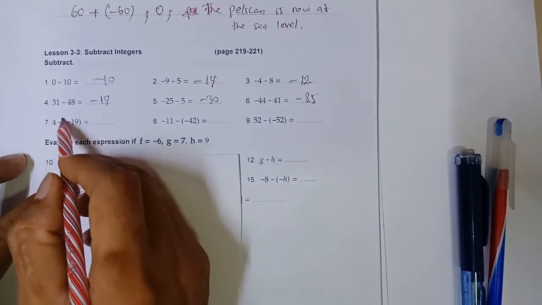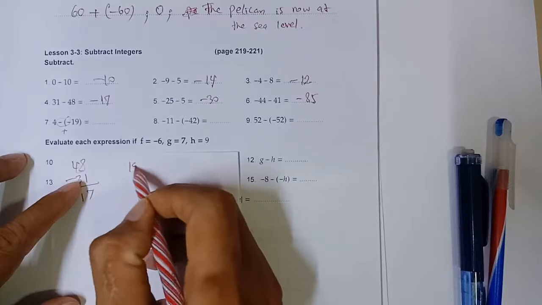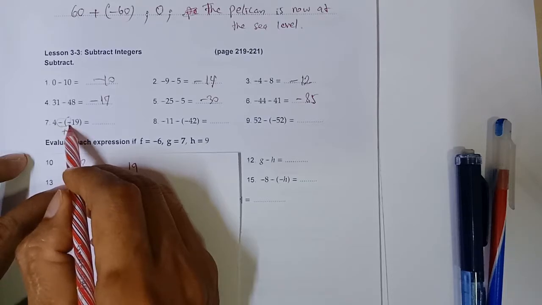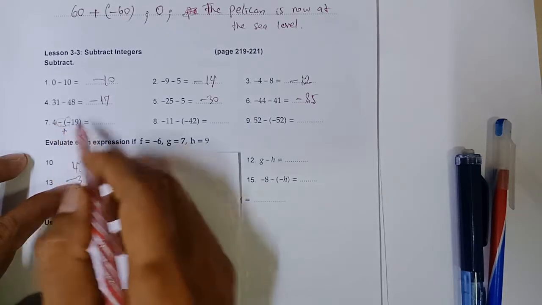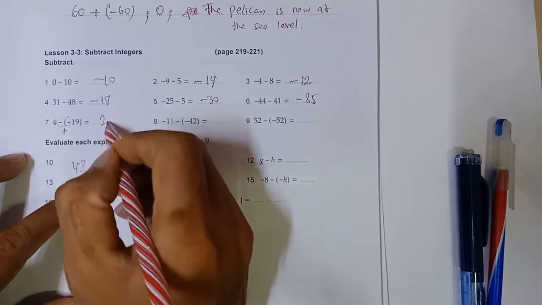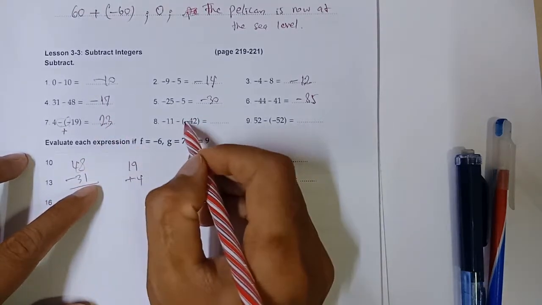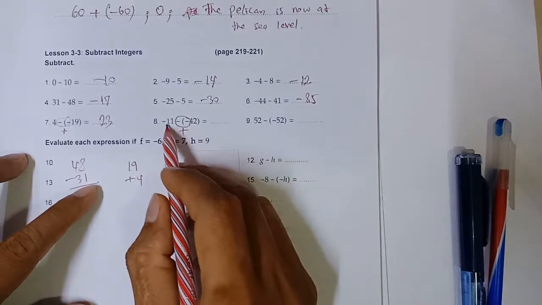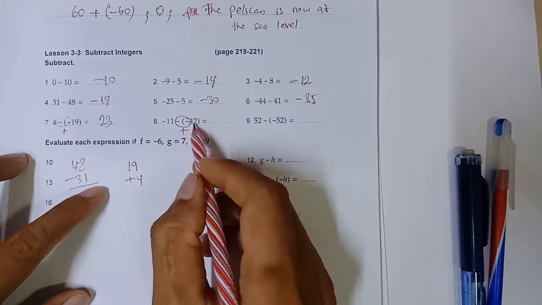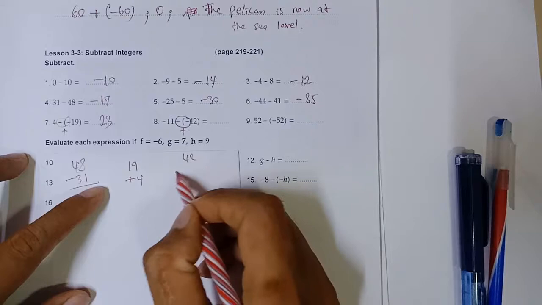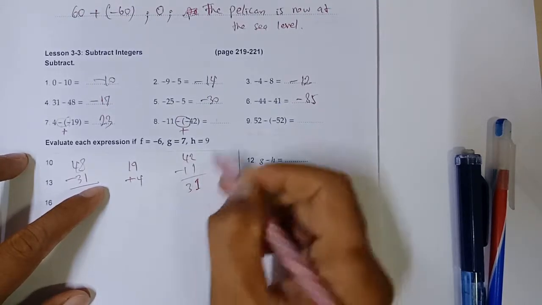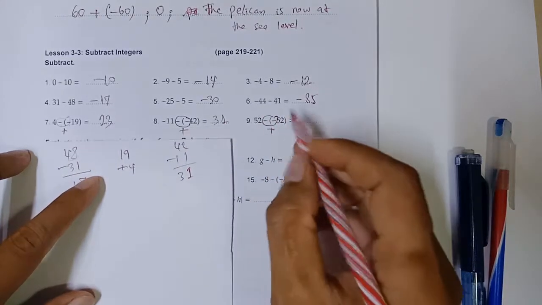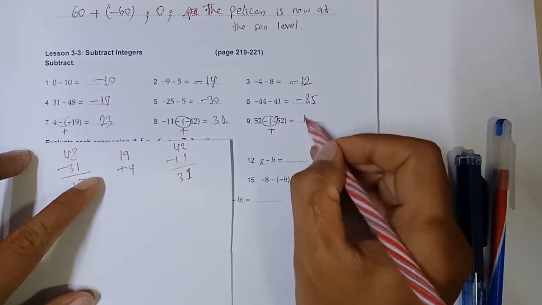Now this one right here, minus becomes plus. So in other words, you have 19 plus 4. Minus and minus becomes plus. So 4 plus 19, you have this as 23. And then you have a negative 11 minus 42, so you have 42 as plus 42. This becomes negative 11 plus 42, or 42 minus 11. So 42 minus 11, you got 31. And this one here, plus minus becomes plus. So 52 plus 52, you have 104.